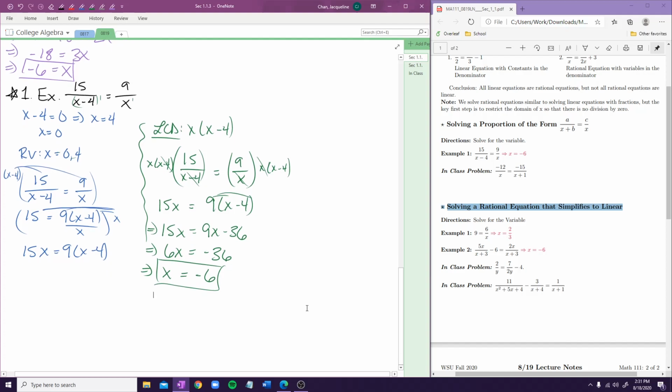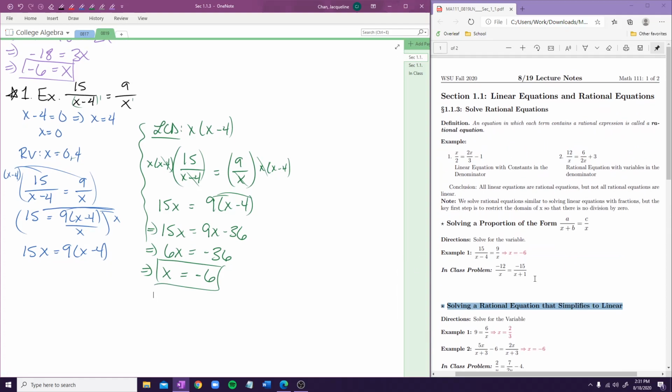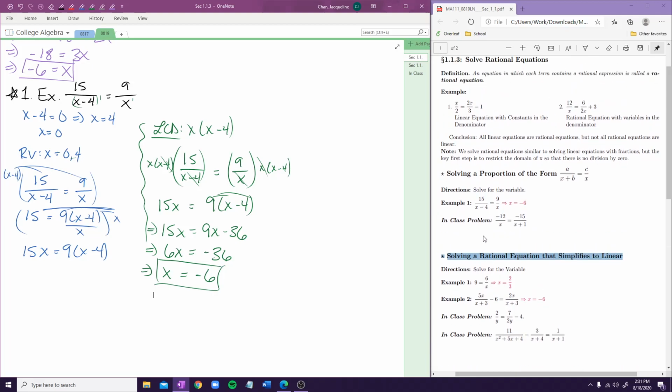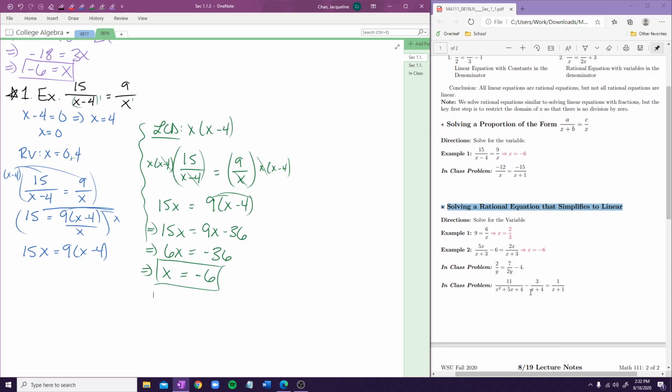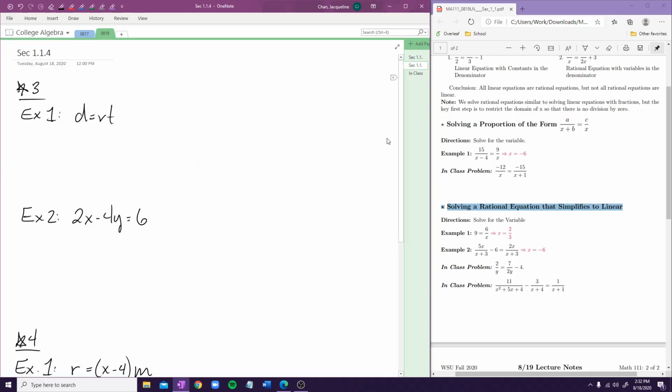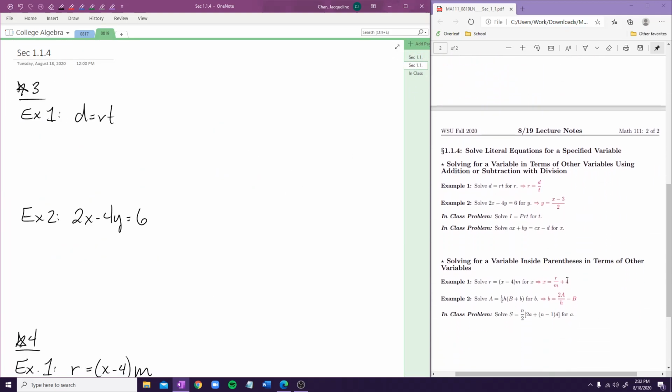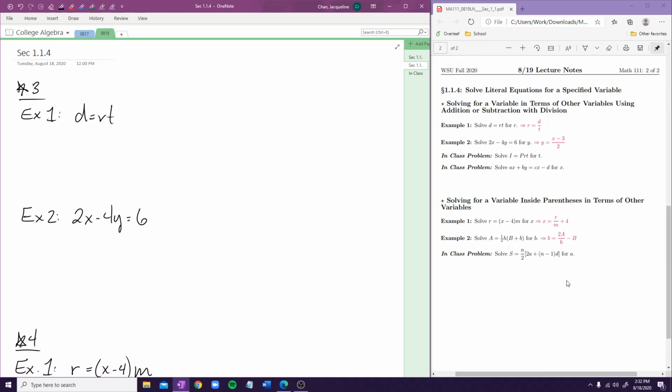All right, so that is it for section 1.1.3. As you can see, I have a couple of class problems. You can take a look at it before class on Wednesday, and then we will talk about them and work on them together. But now, on to section 1.1.4, which is solving literal equations for a specified variable.